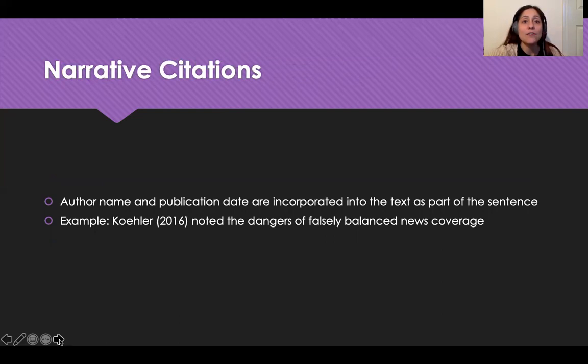The other version of in-text citation is a narrative citation, and this involves the author name and publication date being incorporated into the text as part of the sentence. For example, I have here Kohler, and then you have the year in parentheses, 2016, noted the dangers of falsely balanced news coverage. The difference here is that only the year is placed within the parentheses. The author name or names are included within the sentence. It's two different ways to do it.